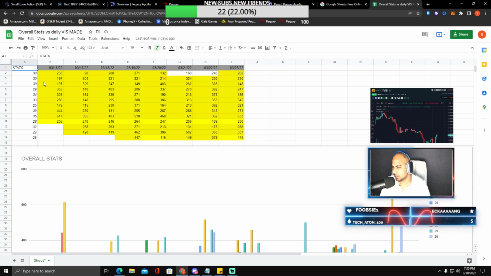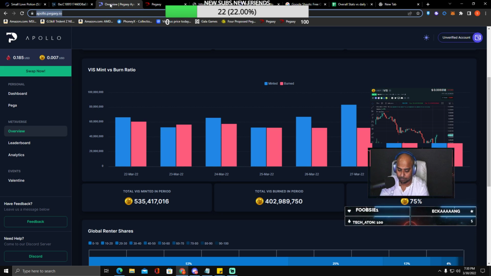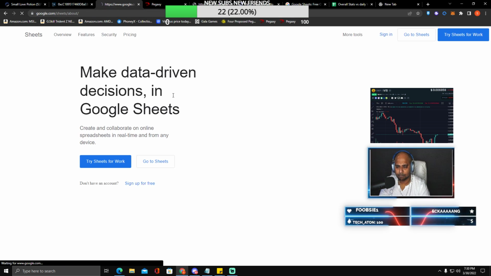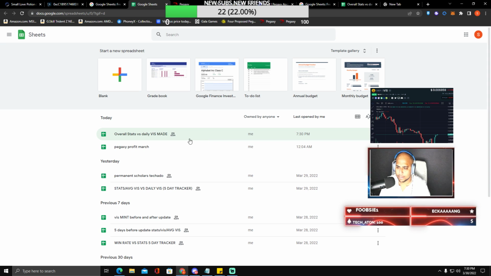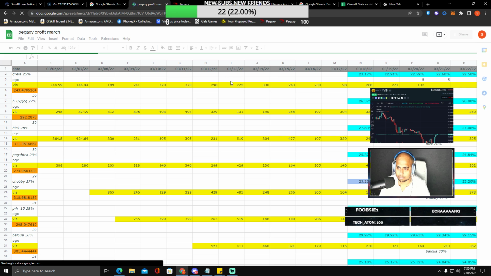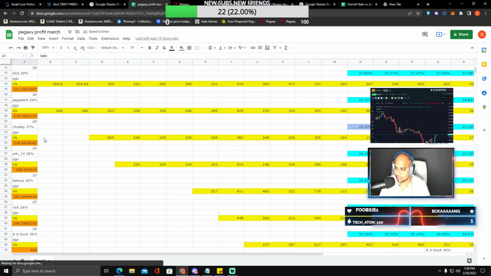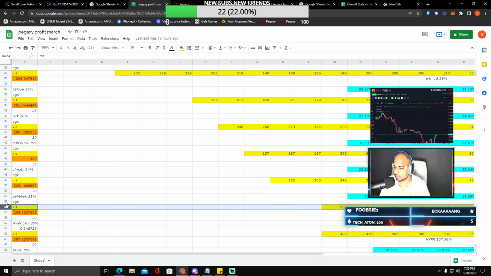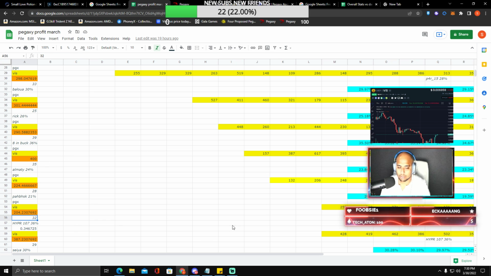As you can see, on an average, it was actually making a really good amount. If we go to our profit chart, hold on, sheets. It was actually doing very good. It was very stable. And let's go for PEGAXY profit March. Where is Paboshek? Paboshek is a 21% horse, or Pegas back in the days. Let me just do an average of this. Yep. So it was still making 204 VIS on an average, to be honest.